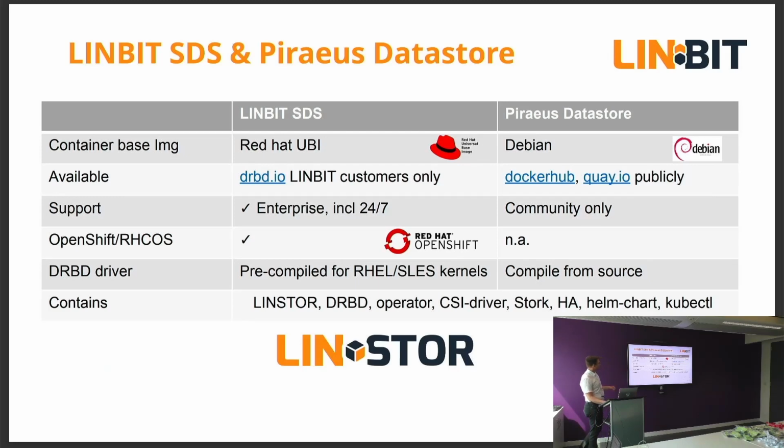Then there are also the distinctions. We have LINBIT SDS for Kubernetes, or we have Piraeus, which is the open source variant, and LINBIT SDS, which is our commercial variant, which is based on Red Hat UBI container images, and the other one is based on Debian. And you see the differences listed here also. But in the end it's the same source. It's just that the one has more support and has the official container images from Red Hat.